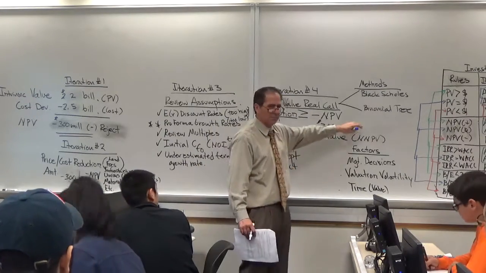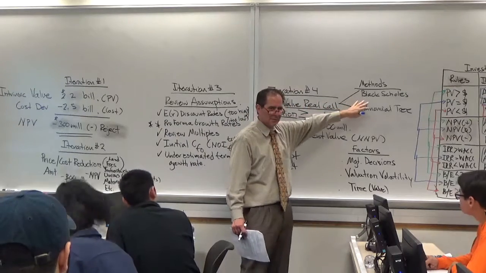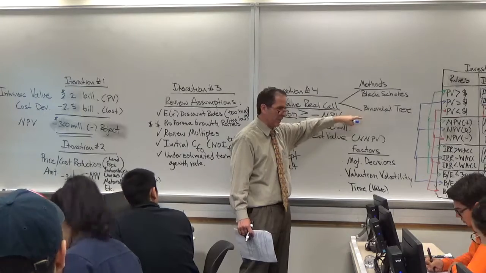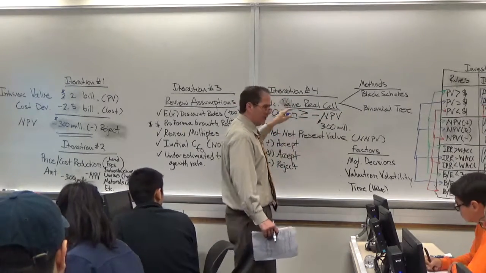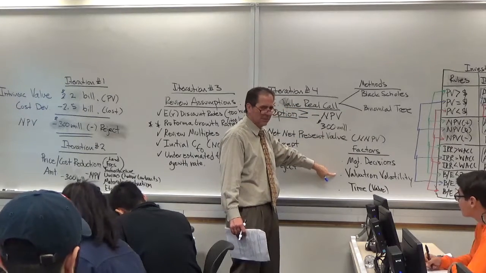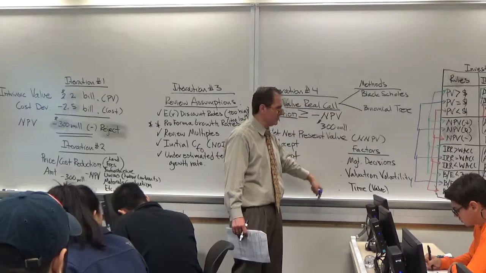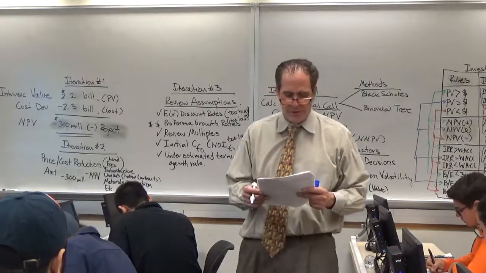What are the two methods and models used to calculate the real call option? Black-Scholes and the binomial tree. And what are the three major factors that drive the value of real call options? Management decisions, valuation volatility, and time value. Got it. All right, so let's do the next one.